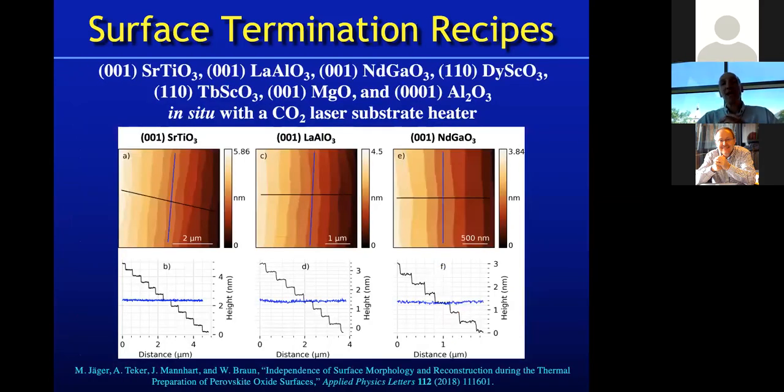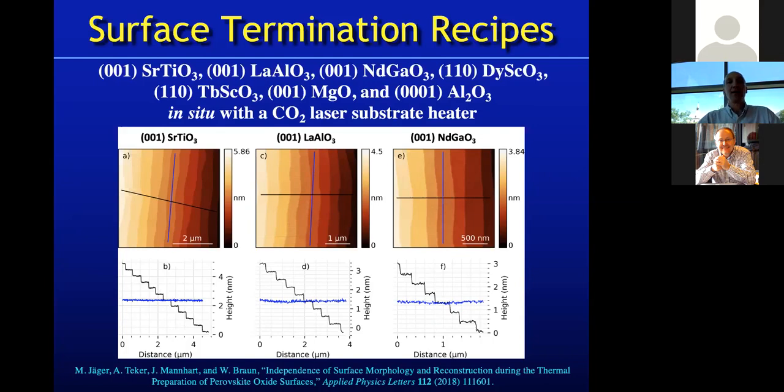And with that, I want to point to a recent development where instead of using acids to terminate a substrate and then annealing it in some appropriate conditions, Jochen Mannhart's group has developed a high temperature substrate heater. They're using a CO2 laser that can heat substrates. It hasn't been limited, it's only limited by the melting temperature of the substrate. So it can easily go to 2000 degrees C.